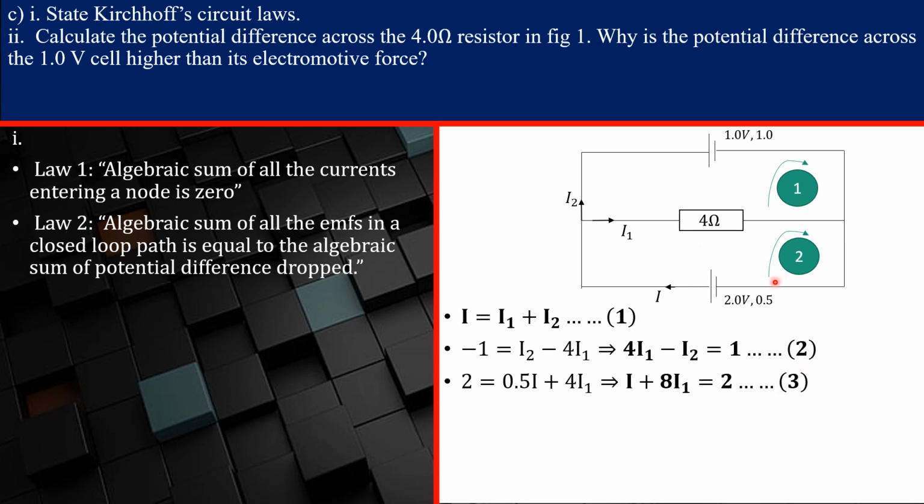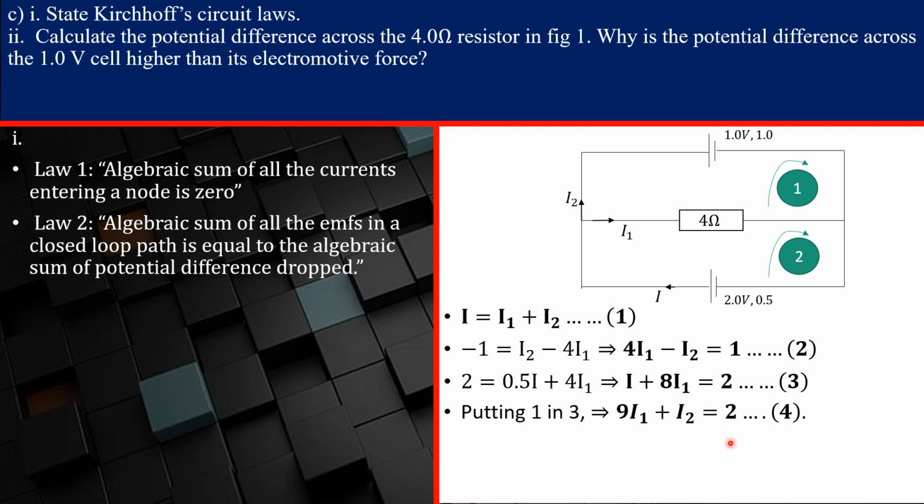And then I get down here and apply loop laws to loop 2. If I traverse like this, I have 2 volts because I'm traversing in the direction of the EMF. So 2 volts equals the current that goes through this, which is I, and the resistance here is 0.5. I'm traversing in the direction of the current, so that makes 0.5 I here, plus 4 I1 because I'm traversing in the direction of this too. So I can rearrange and get this.